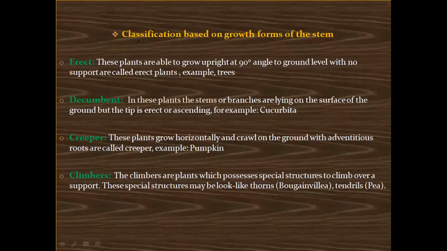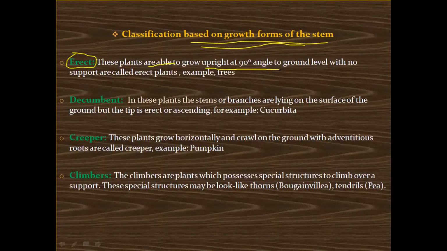The next class of horticulture crops is classified based on the growth form of the stem, and it is further divided into four groups. The first one is the erect plants. These are the plants which are able to grow upright at a 90 degree angle to ground level with no support at all. For example, trees are the best example of erect plants. The next one is the decumbent plants.